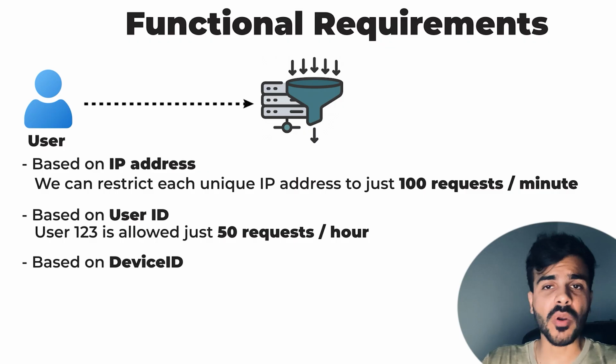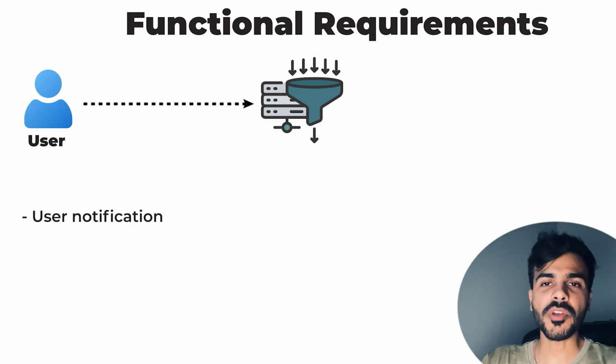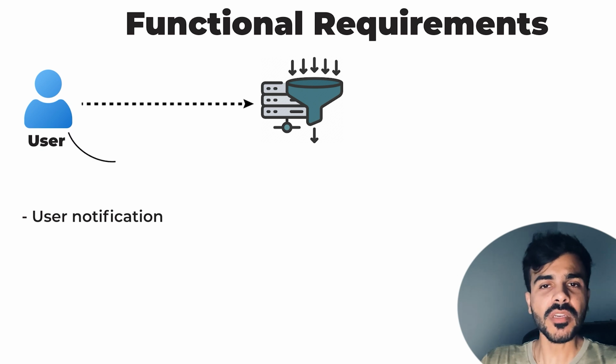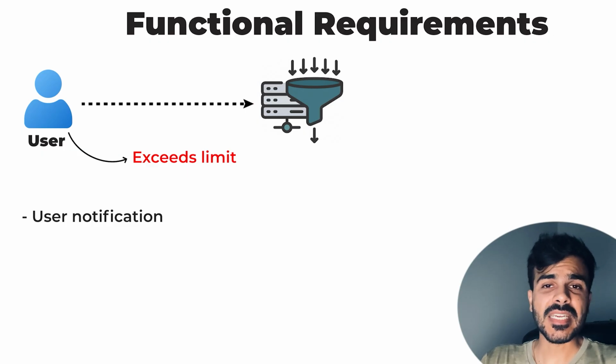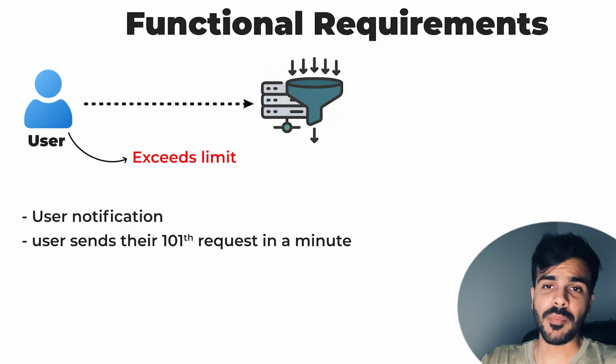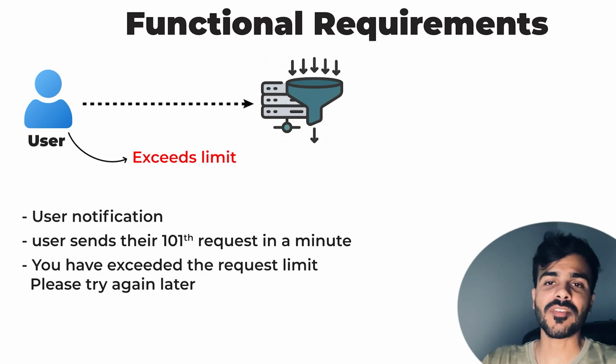It could even be based on device ID. Imagine limiting each unique device to just 500 requests per day. We can even limit based on session IDs. Now, this is the first and the most important feature requirement from our rate limiter system. Second, we want to support user notification. If a user exceeds the allowed limit, then our system must notify them. For example, if a user sends their 101st request in a minute, they will receive a message saying, "You have exceeded the request limit, please try again later."